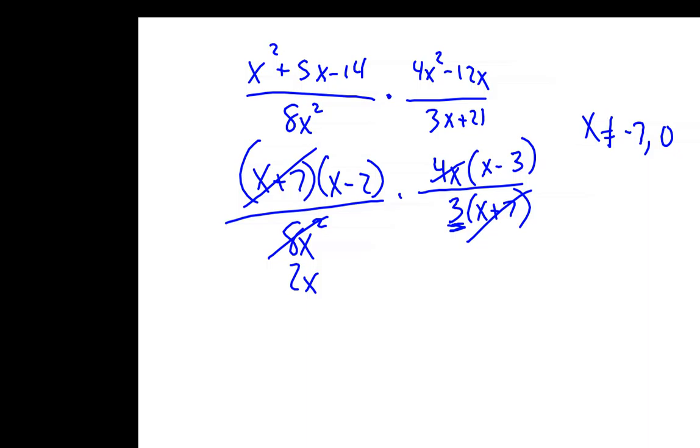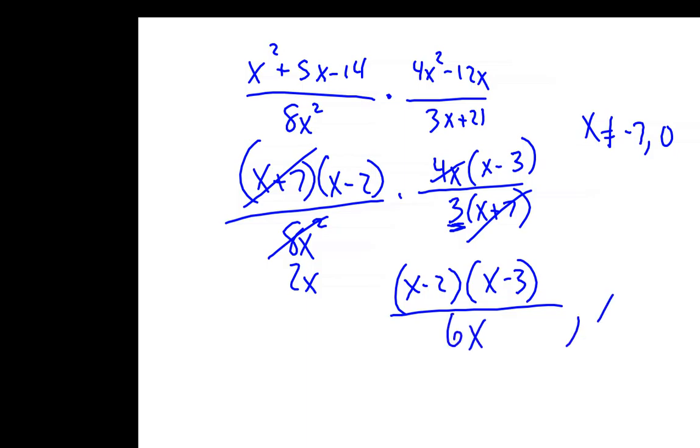So what is my numerator? Lyle? What's left in the numerator? X minus 2 and x minus 3. What's left in the denominator? Katie? 2x and 3, multiply them and you get 6x, with the restriction, plural, that x does not equal 7 or 0.